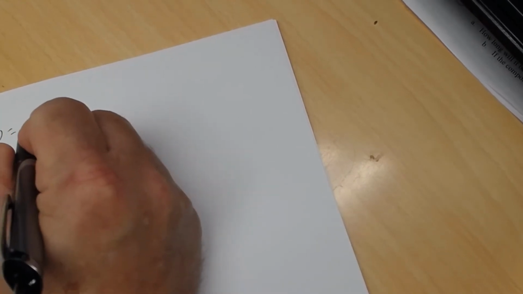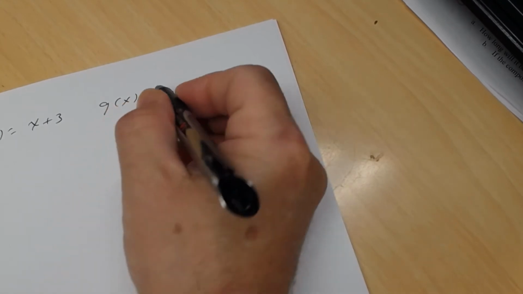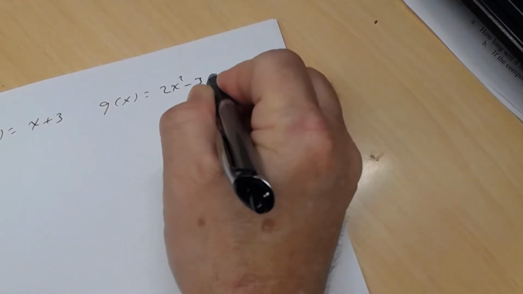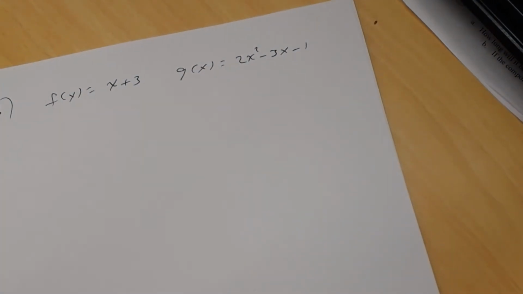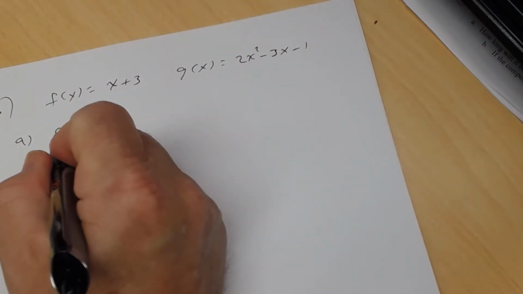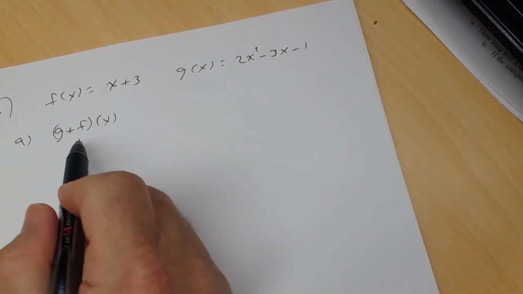All right, let's suppose in number 3 you had f of x is x plus 3, and g of x is 2x squared minus 3x minus 1. Let's say part A, you want to find g plus f at x. So that's going to look like g plus f of x.